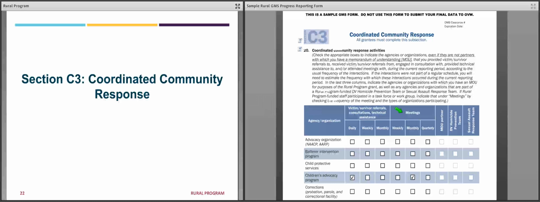These meetings are most often associated with system change, so task force meetings, meetings to address changes to specific forms, policies, or protocols. And then in these last columns, you would indicate the agencies and organizations with which you have a memorandum of understanding, as well as any agencies and organizations that are part of a rural program-funded DV homicide prevention team or a sexual assault response team.